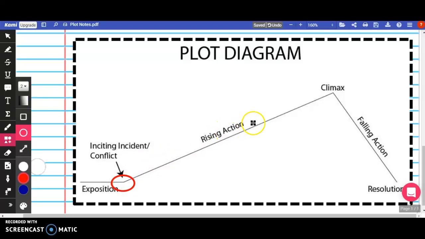Then we have the rising action events that help build the story and help build the tension. And then the moment of highest tension is the climax or the turning point. And after that, we see the effects of the climax and the effects of the main character's decision and the falling action. And then in the end, the story is resolved.